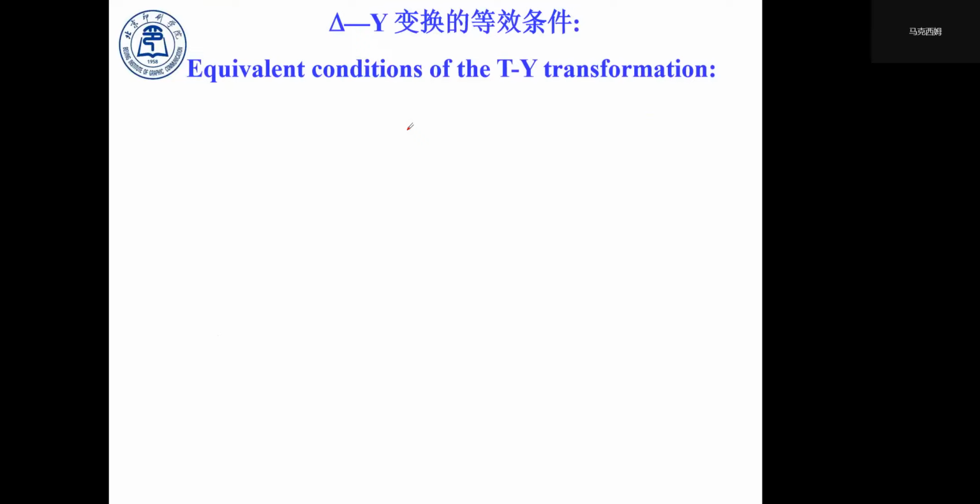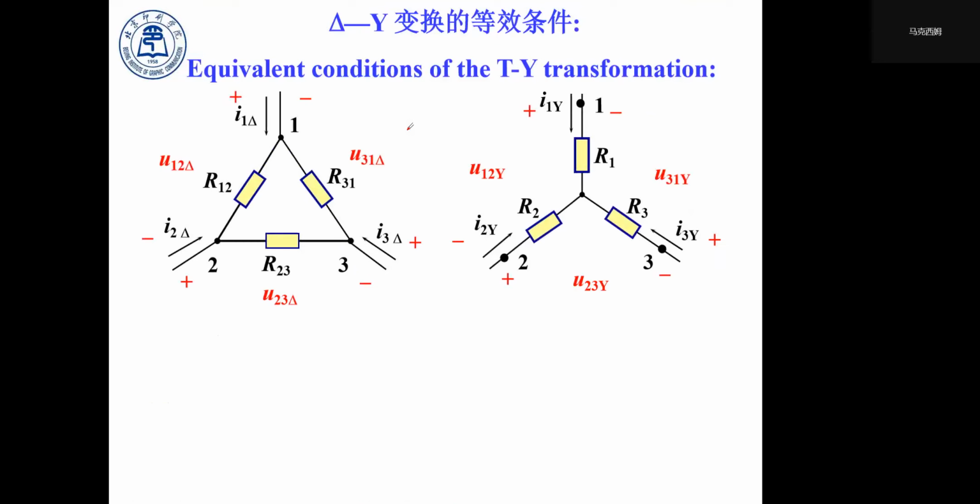So what are the equivalent conditions of the T and Y shape transformation? We can deduce it from the very basis of Kirchhoff's laws. We have point 1, point 2, and point 3, so these are the three terminals, and the Y-shape network also has 3 points, 3 terminals: 1, 2, 3.